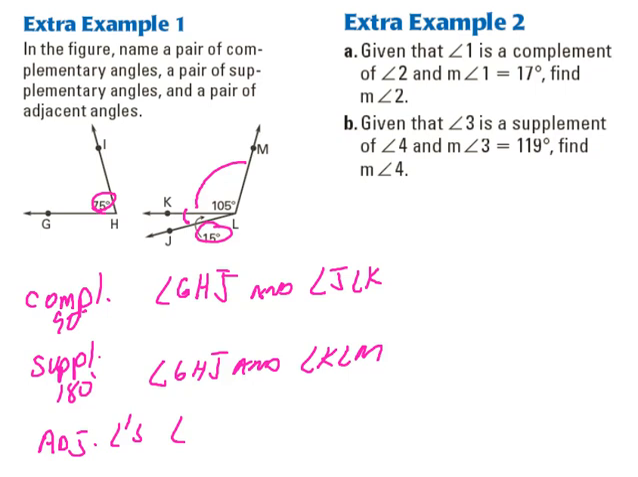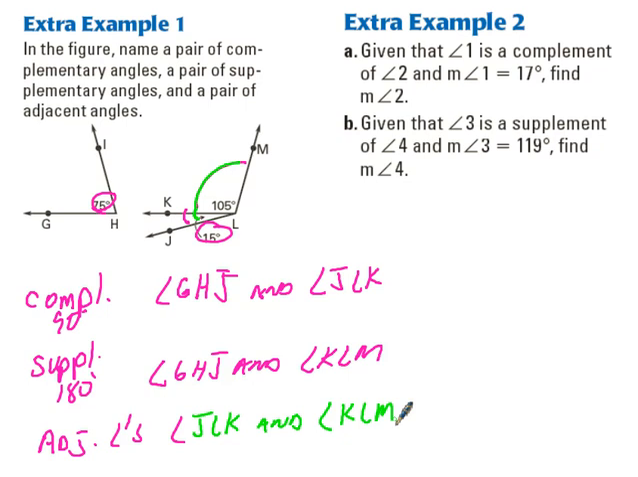So we were finishing up talking about those adjacent angles. I said adjacent angles are angles that are next to each other. So we had this angle and this angle here next to each other. So we'll say angle JLK and angle KLM. They share a side. So those are our adjacent angles.